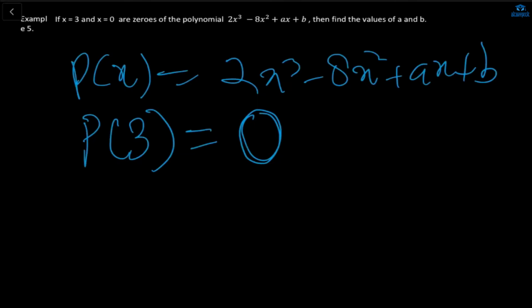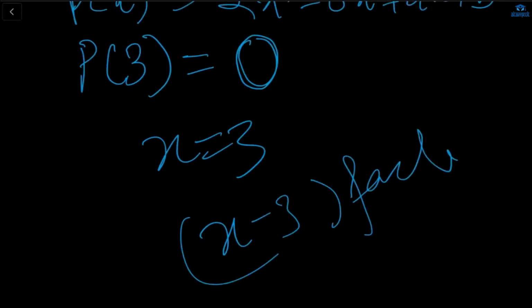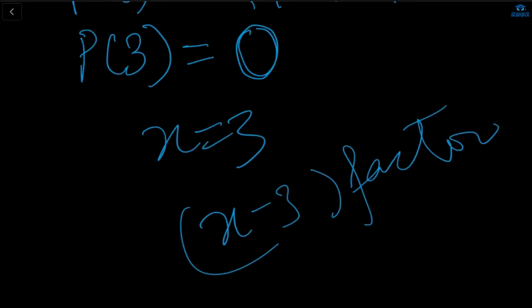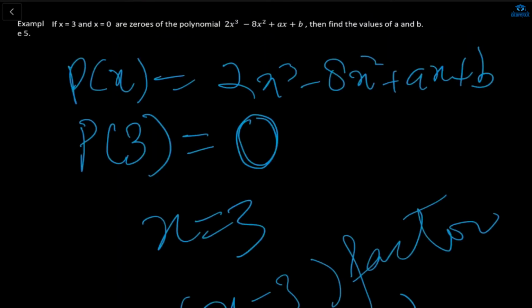See, x is equal to 3 is given to you. It is written that x is equal to 3 is a zero of the polynomial. You can say that x minus 3 is a factor of the polynomial p(x). But it is given that x is equal to 3 is a zero of the polynomial. That means when you put the value 3 instead of x, it will give you 0. The complete value of the polynomial will become 0.